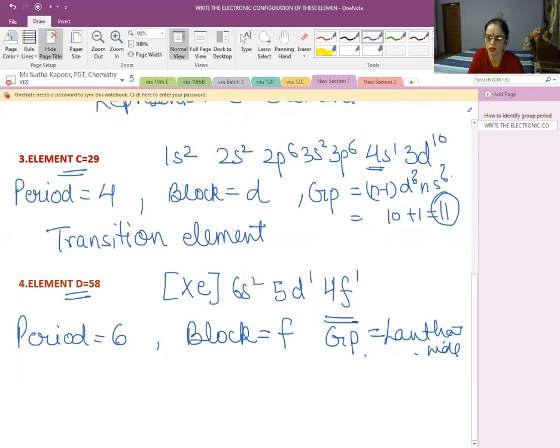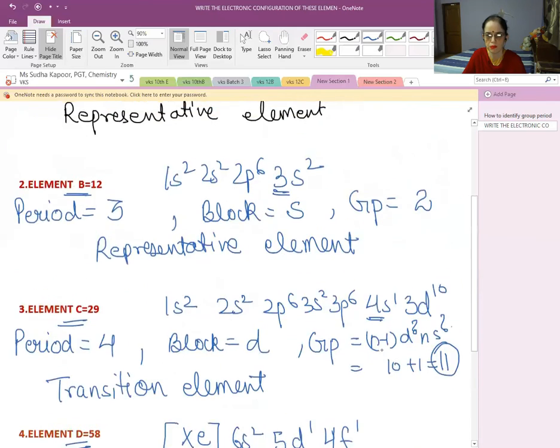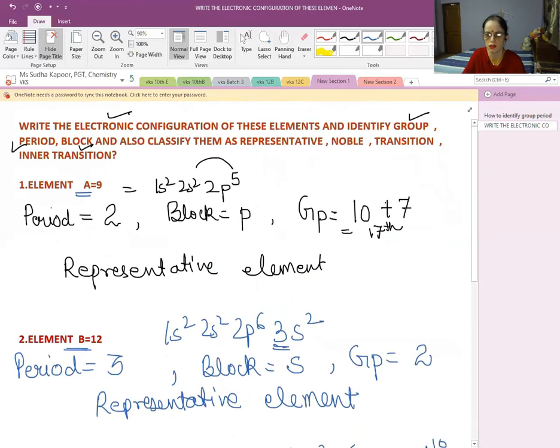Lanthanoids, as we used to say, belong to the 4f. So no specific group is given for these elements, because they are in the third group, where lanthanum is present, and all these 14 elements are considered to be a part of it. So for the f block, the nature is inner transition element. With these examples, it should be very clear that the group, period, block and nature of the element can be identified.